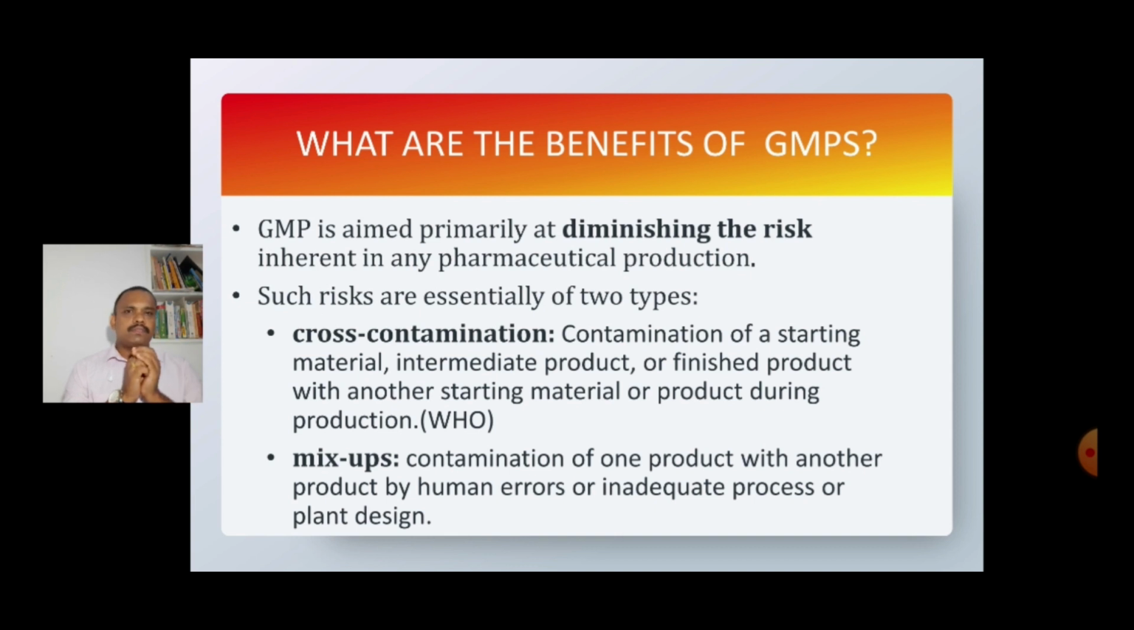The second major risk is the mix-up. Mix-up is nothing but contamination of one product with another product. Normally how does this happen? Due to error, of course, manpower error. Human errors, inadequate processes, or inadequate plant design are the three reasons which normally cause the mix-up. When the labeling was not done properly, during packaging, what will happen? The different types of product will get mixed up.